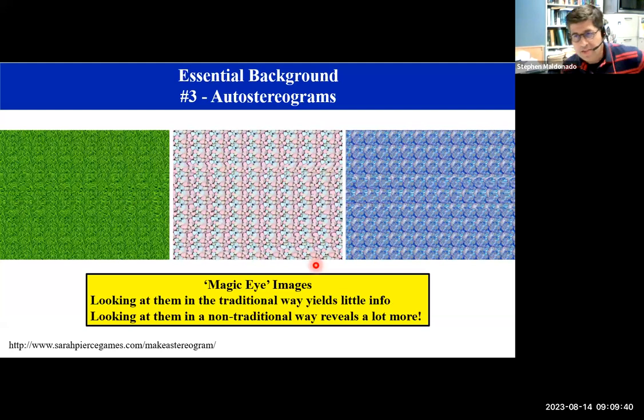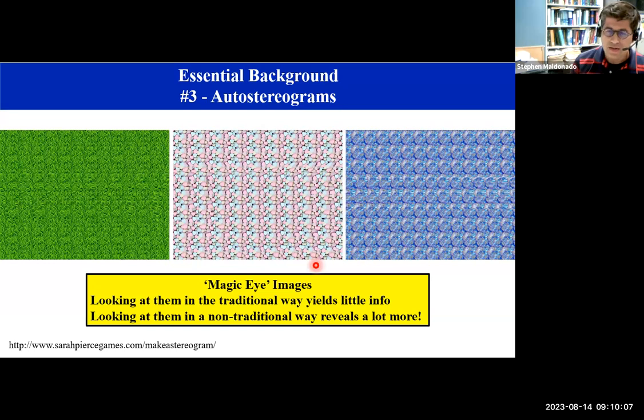Okay, the last background, which may be either the most essential or non-essential bit about this talk, is this concept of an autostereogram. That's a fancy word for what was called magic eye images. And this is something that may be familiar to you if you're like me, a child of the 90s. Autostereograms are these pictures that you see on the screen.